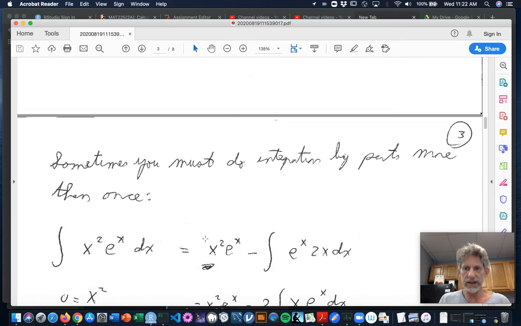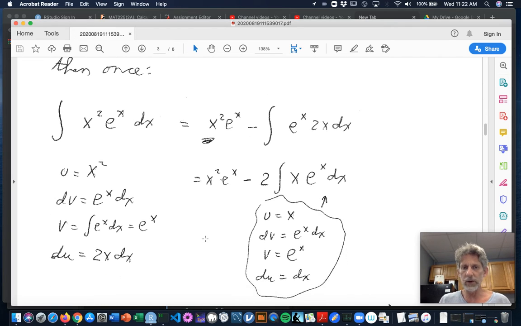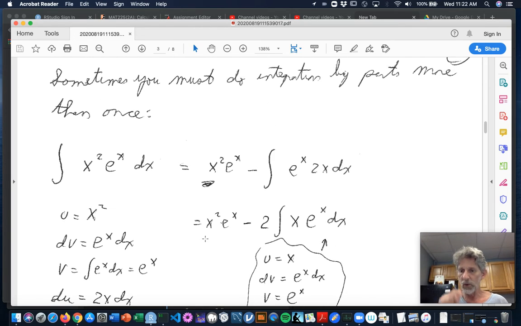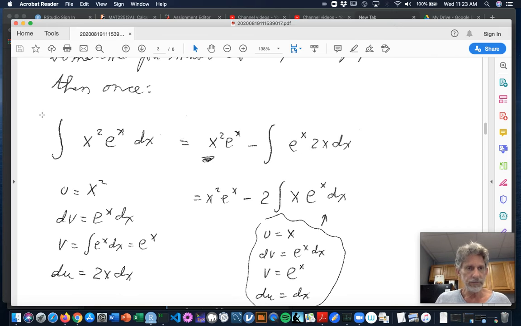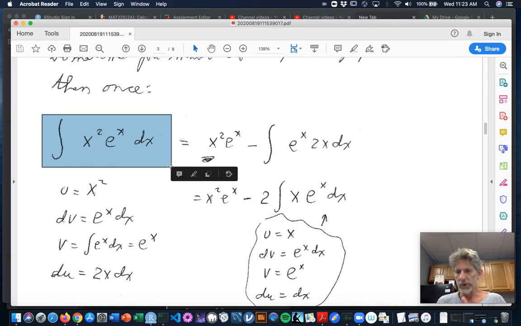So let's try it again on another example and see how it works out. This is an example where when you do integration by parts the first time around, you do get an easier looking problem, but it's still kind of tough. And it turns out if you do integration by parts again on the resulting new integral problem, then you can solve the thing completely. So let's take our example. It's the indefinite integral of x squared times e to the x dx.